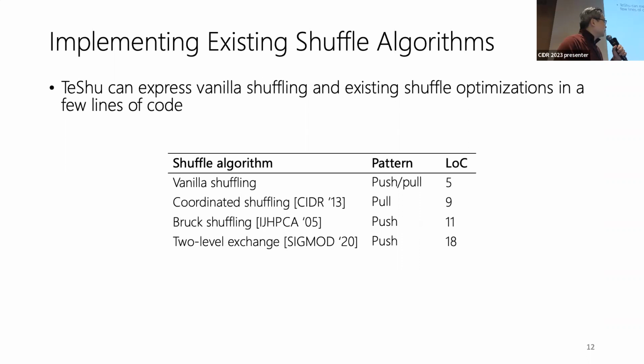For example, one approach uses a ring approach. The other one uses a two-level exchange, and they all have different patterns of communication.